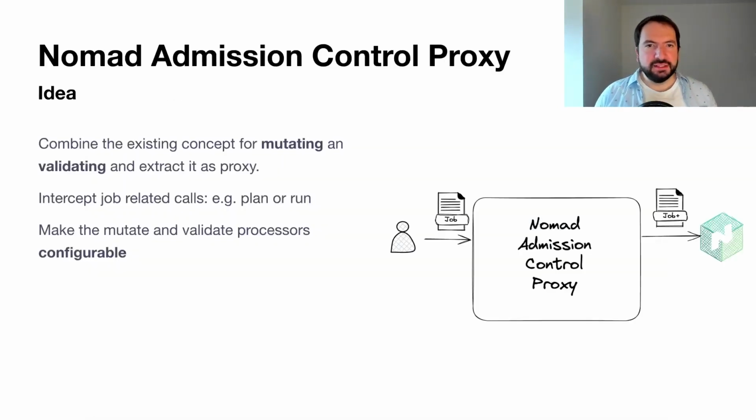But this was a good starter, actually. So I could say, hey, I'm taking those existing concepts and building them as an HTTP proxy in front of that. That meant I built a proxy, and this one especially intercepts the job-related calls, for example, nomad plan or nomad run, if you execute one of those. And then make the processing part in there configurable.